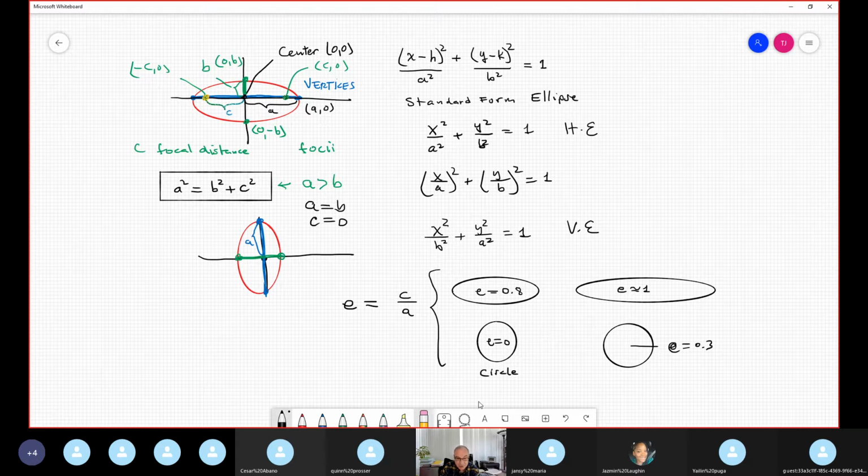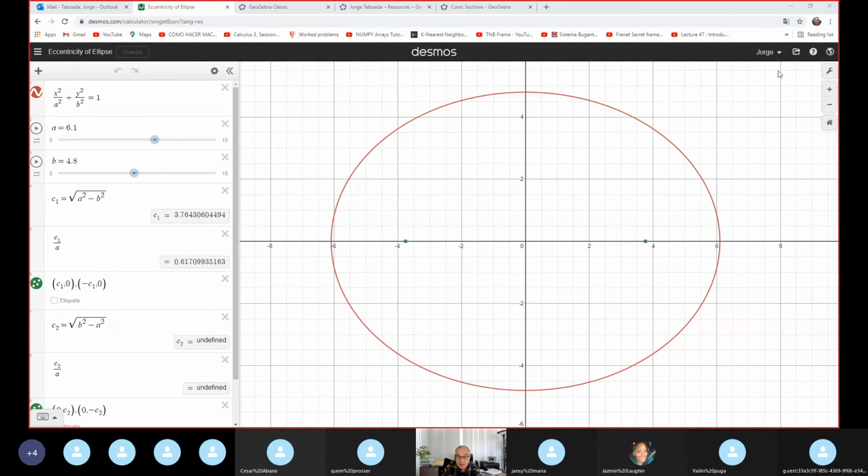Now I prepared here in Desmos one script to illustrate very well, I suppose, the problem of the eccentricity. Okay, let me try to find it. Okay, eccentricity, there you go, look at that. Okay, this is my ellipse, let me share screen. Let's study in this script now the intuitive idea of the eccentricity.